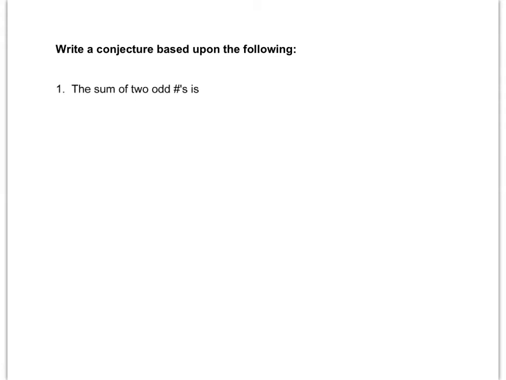Okay, I'm hoping you're writing here that the sum of 2 odd numbers is always going to be an even number because 3 plus 5 is equal to 8. 8 is even. 5 plus 11, those are two odd numbers. 5 plus 11 is 16, which is even.